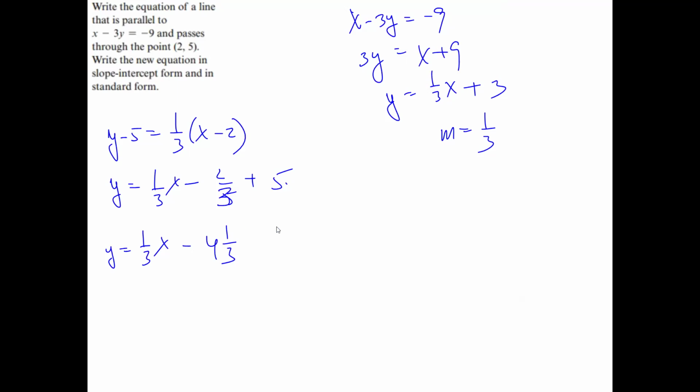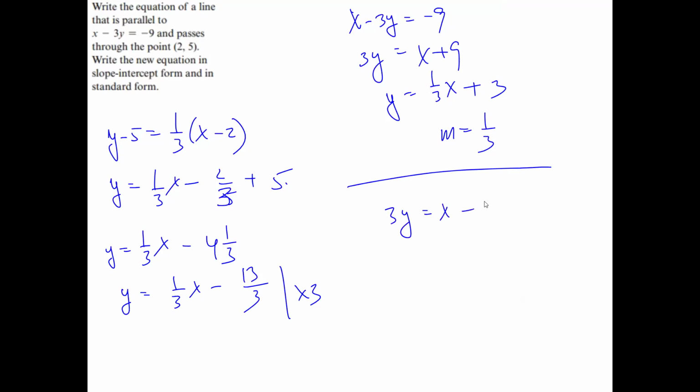Agree? If I want the general form, what I do, I need to write that 4 times like that, then times 3. What I have, 3y equals x minus 13. So x minus 3y equals 13. That's what it is. General form here. Yeah, that we already had. Any questions?